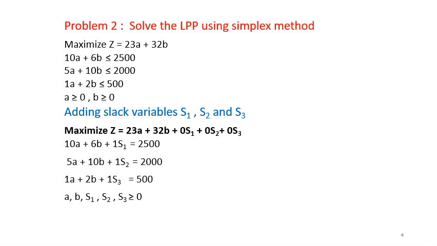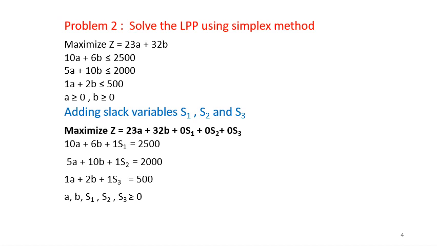In the previous session, we saw an LPP, again maximization, where you had three decision variables and two constraints. Here you have two decision variables and three constraints. In addition to these three constraints, that is 10A plus 6B less than or equal to 2500, 5A plus 10B less than or equal to 2000, and 1A plus 2B less than or equal to 500, the non-negativity constraints are also there, which is decision variables A and B both are greater than or equal to 0. Now, since the constraints are of less than or equal to type, that is LHS is less than or equal to RHS, we introduce slack variables.